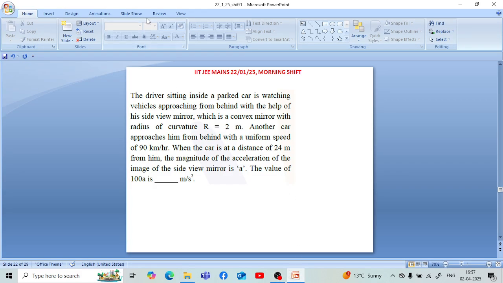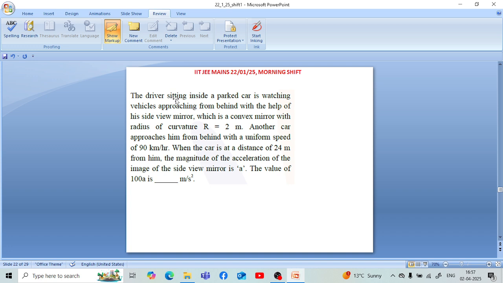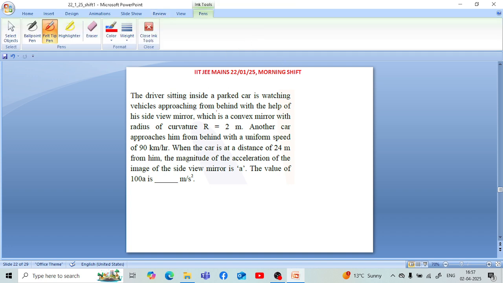Hello students, the question is: the driver sitting inside a parked car is watching vehicles approaching from behind with the help of his side view mirror, which is a convex mirror with radius of curvature R equals 2 meters. Another car approaches him from behind with uniform speed of 90 km per hour.